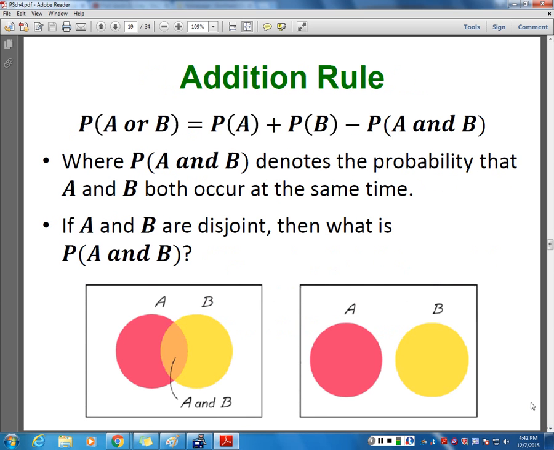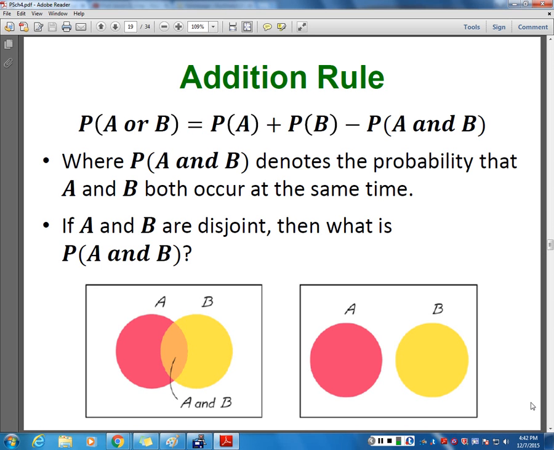So now we've talked about compound events and disjoint events, we can talk about the addition rule. The addition rule allows you to find the probability of an event or another event happening or them happening at the same time. Probability of A or B. It is the probability of A or B equals the probability of A plus the probability of B minus the probability that A and B happen together. That's the addition part.